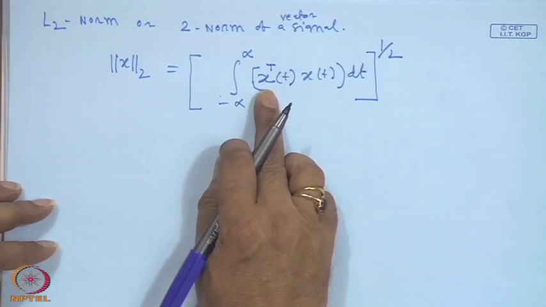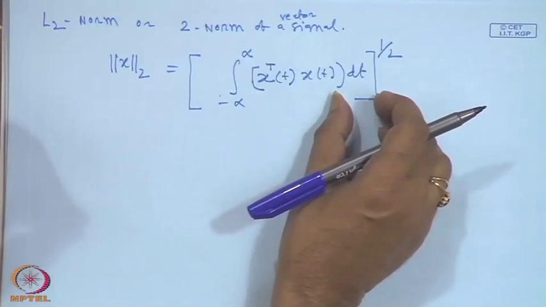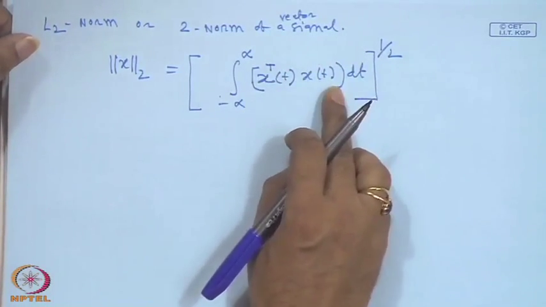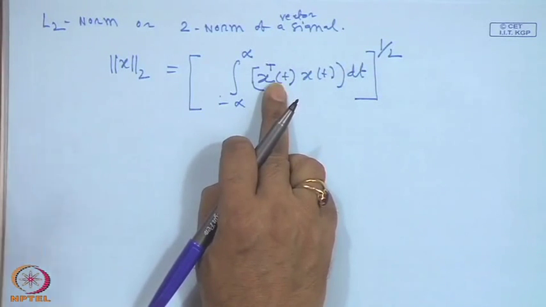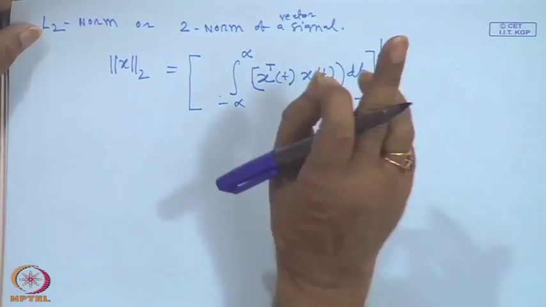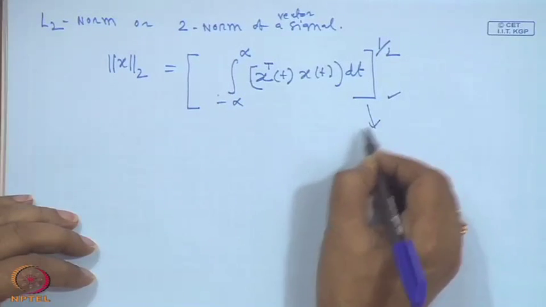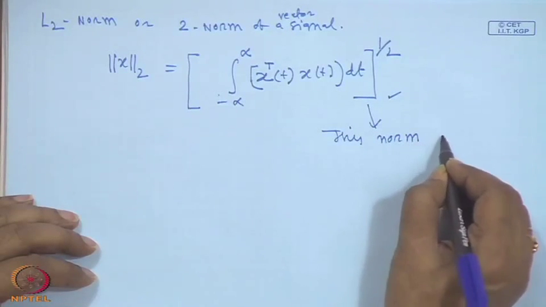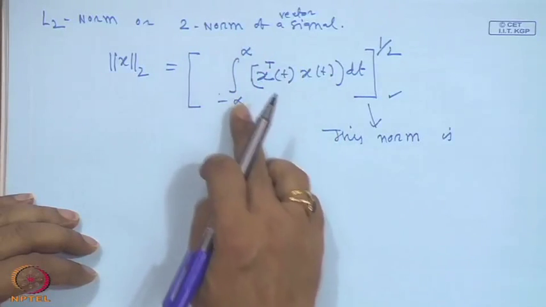So what does this mean? Because x is a signal with n components, that means n signals are there, each component of the vector has an energy content, and we are making the sum of this. In other words, it is nothing but the RMS value of a signal. If you have more than one signal, the integral of x i squared over the interval is nothing but the power. So this quantity is the root mean square.